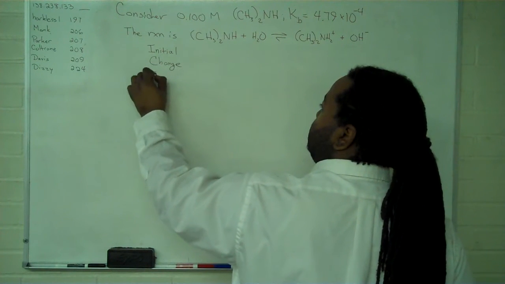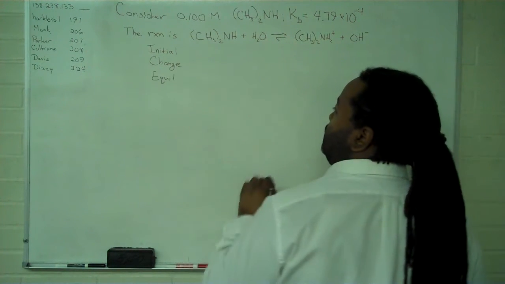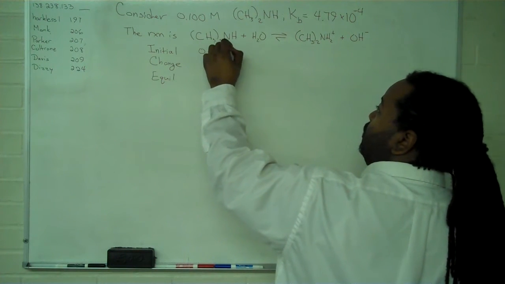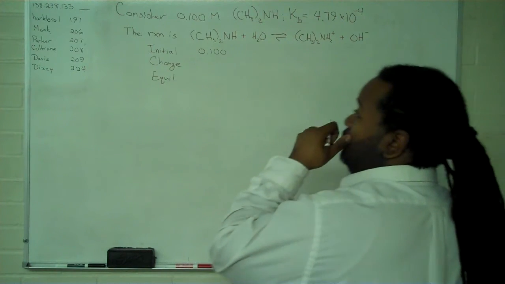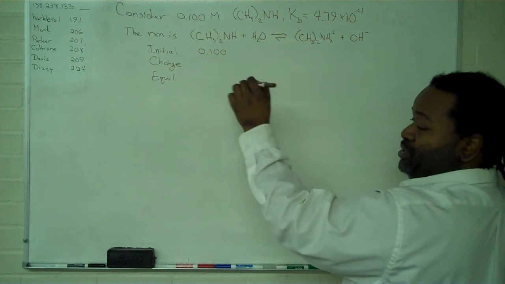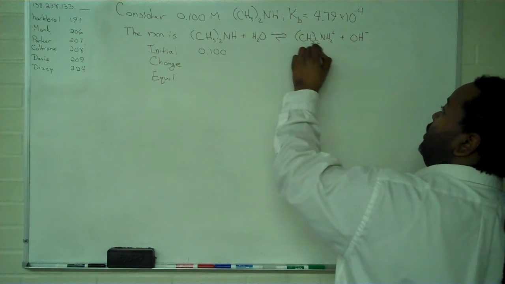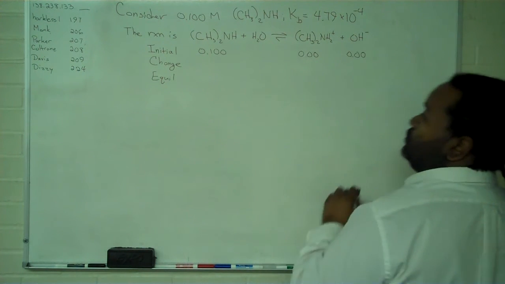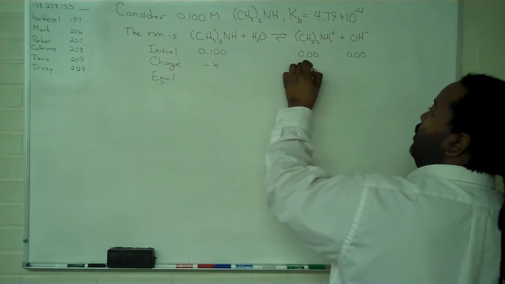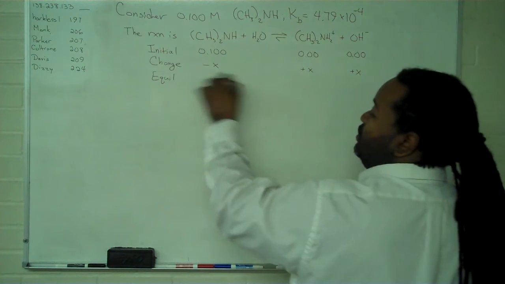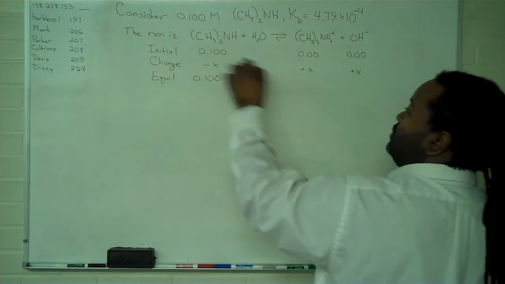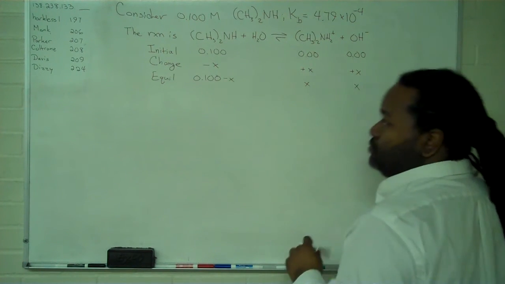the change in concentration, and what we expect our concentration to be at equilibrium. So we start out with 0.1 molar in our dimethylamine. We don't have to worry about water because it will not be participating in the equilibrium. And we have no common ions to worry about as well. So everything is 1 to 1, so minus x here, plus x for our ions. And the equilibrium amount is going to be just the sum of these two lines.